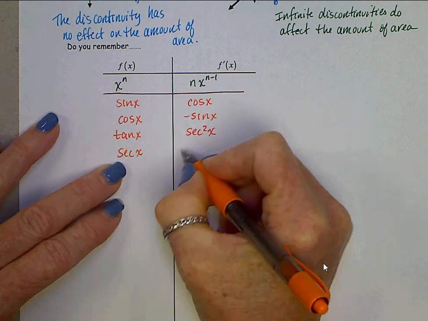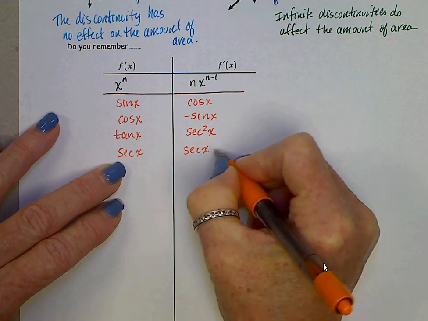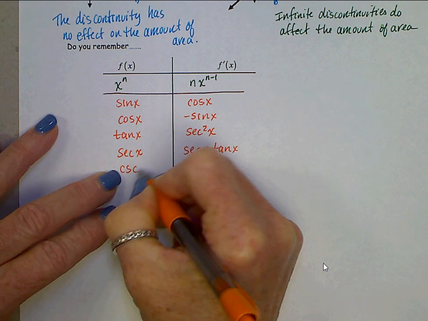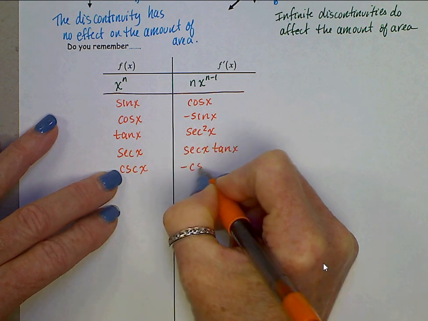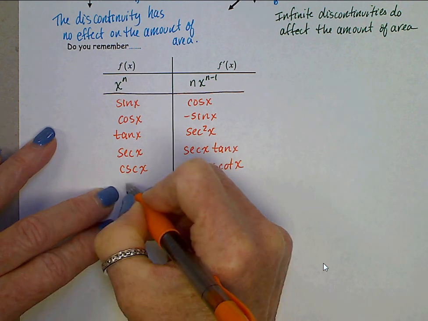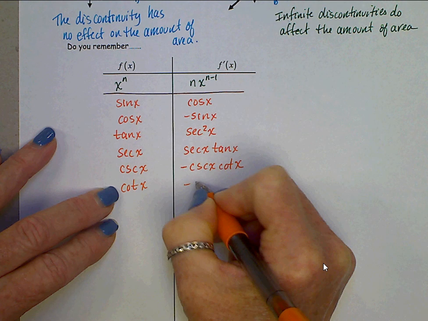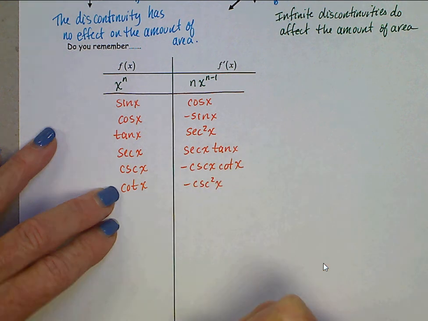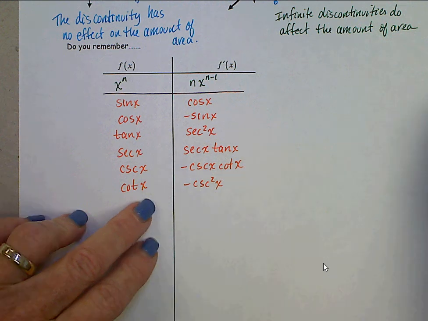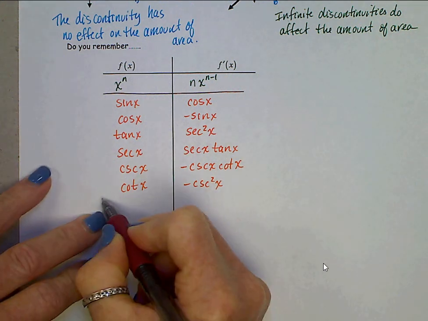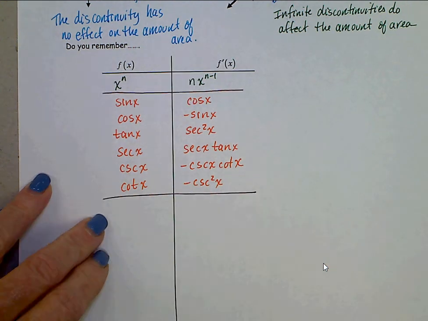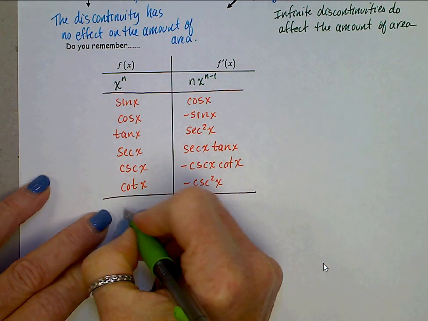The derivative of secant is secant x tangent x. Cosecant, and the derivative of cotangent. Hopefully you remember these. If not, you need to commit them back to your memory. There's the trigs. Let's take a look at the inverse trigs.